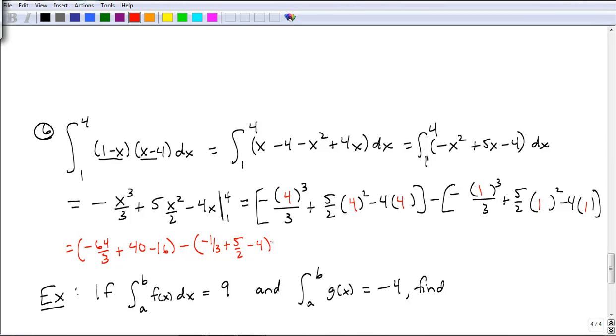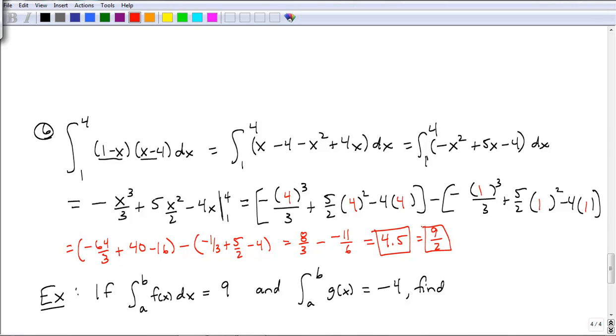So we'll type this into the calculator. Negative 64 over 3 plus 40 minus 16. That's 8/3 minus negative 1/3 plus 5/2 minus 4. That's negative 11/6. So I have 8/3 plus 11 over 6, which gives me 4.5 or 9 over 2. Either one of those is fair.